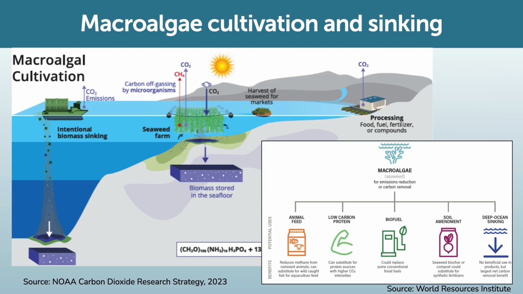Now we'll move into the biology-based mCDR methods. Macroalgae cultivation and sinking involves the large-scale cultivation of seaweeds specifically for the purpose of sequestering carbon dioxide. Currently, seaweed is cultivated for use in human food products, animal feeds, fertilizer, and other productive uses, shown in the inset box at the lower right.